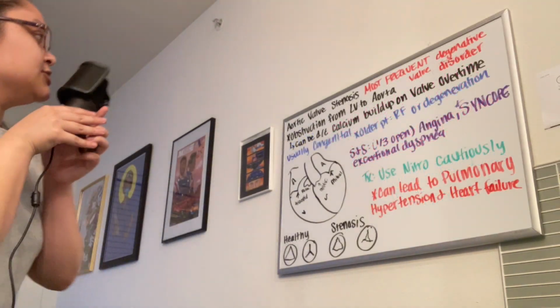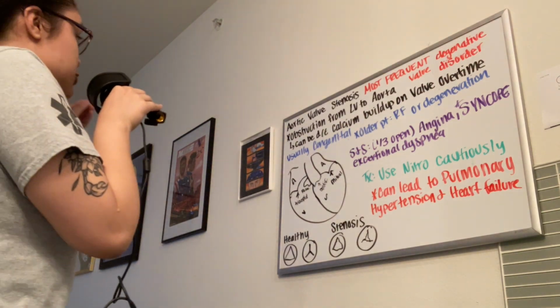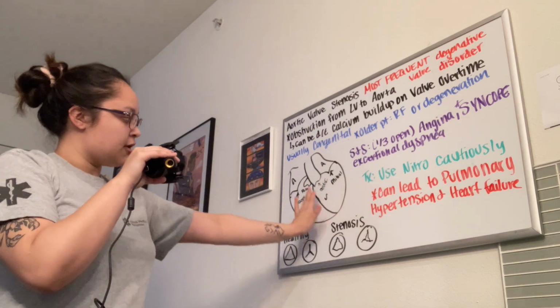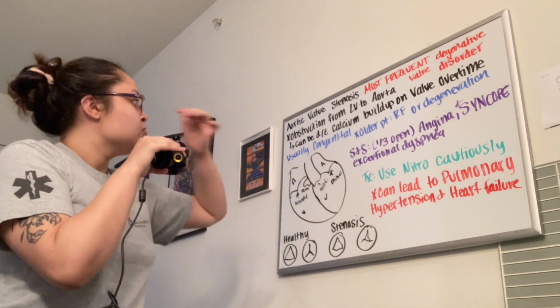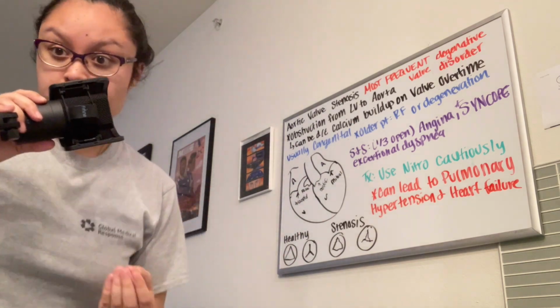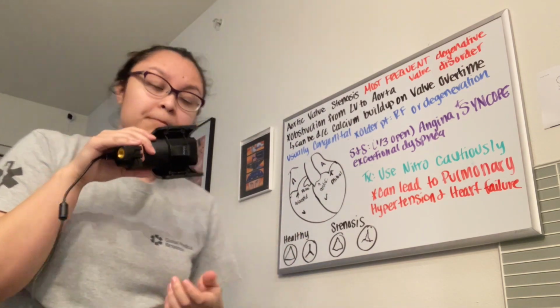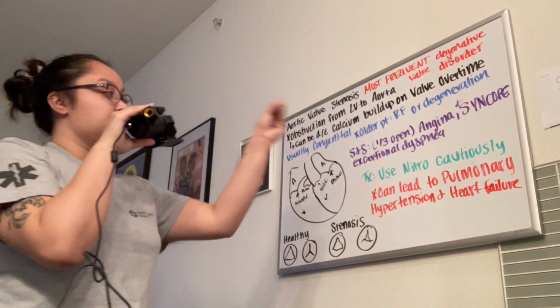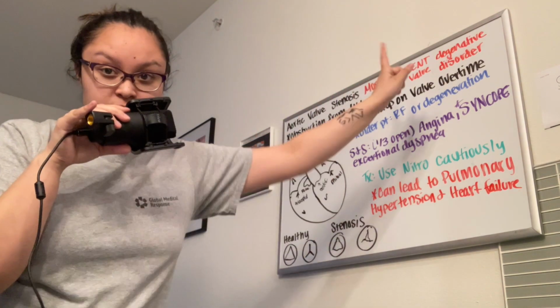Okay, aortic valve stenosis. So we know that aortic valve stenosis is obstruction from the left ventricle to the aorta. So we're talking about this area right here, specifically this valve right here. Some causes: this can be due to calcium buildup on the aortic valve over time. Also want to note that this is the most frequent degenerative valve disorder. Yes, I spelled degenerative wrong.